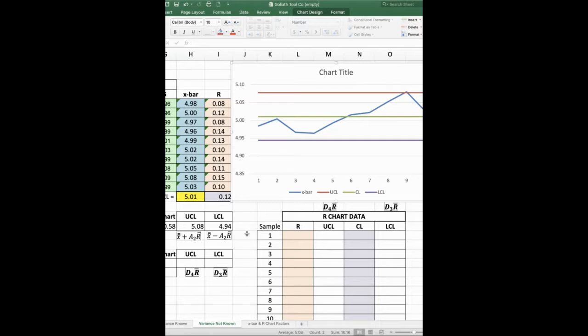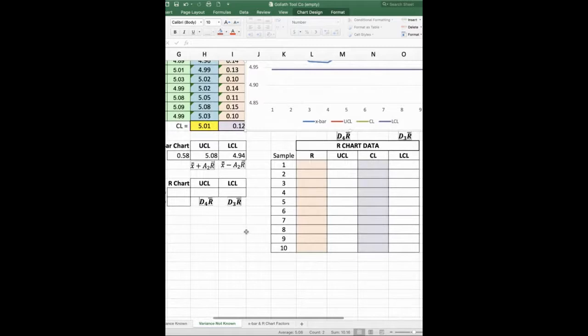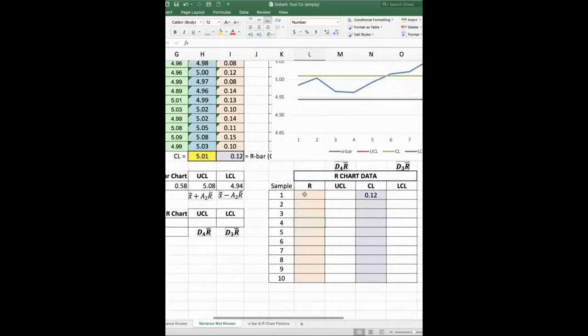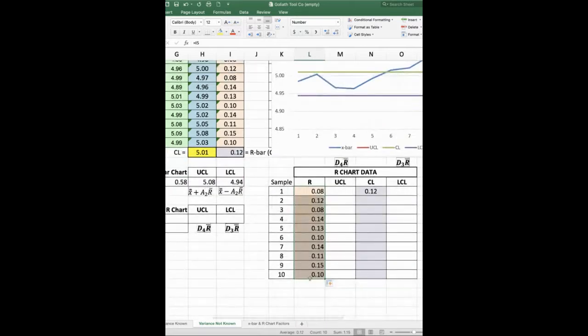All right. So let's look. Last control chart that we're going to look at is the R chart. And again, we're going to have the same process. We're going to plot. We've already computed our center line, which is 0.012. We're going to compute our upper and lower control limits. And in this case, our data is our range data, since it's an R chart. So it starts at 0.08 and it runs through 0.10 for sample number 10.